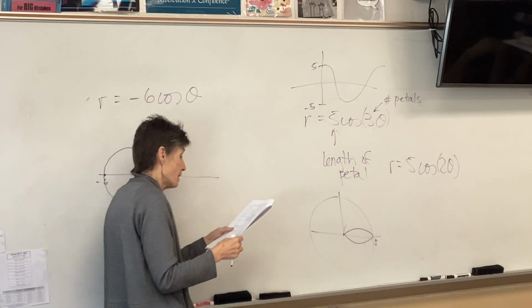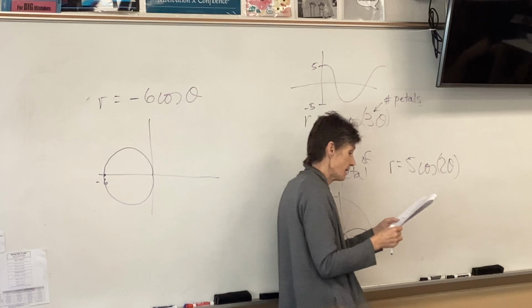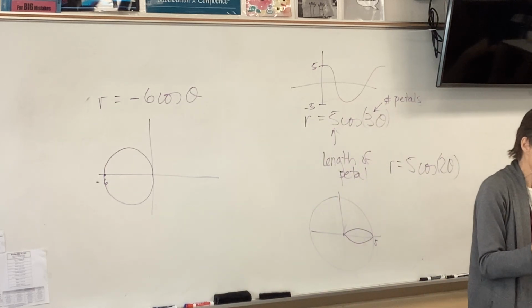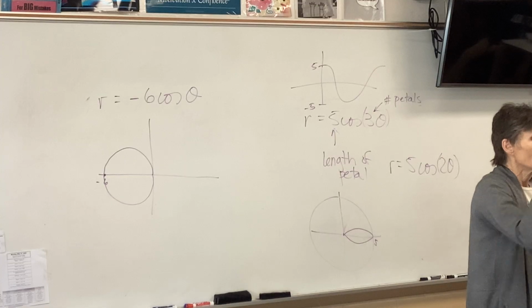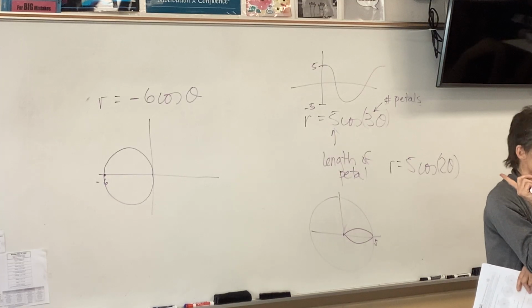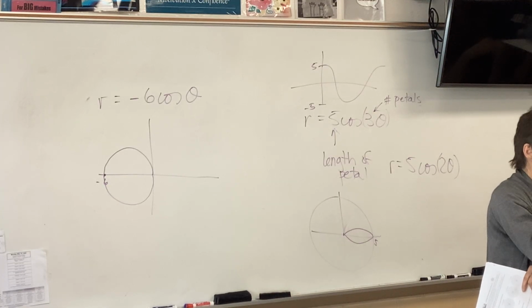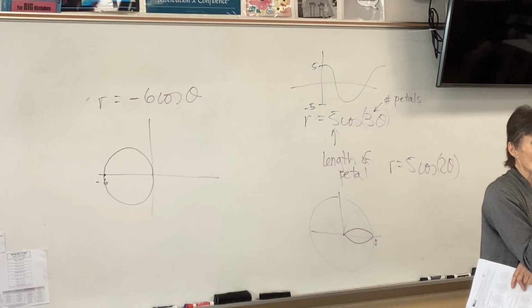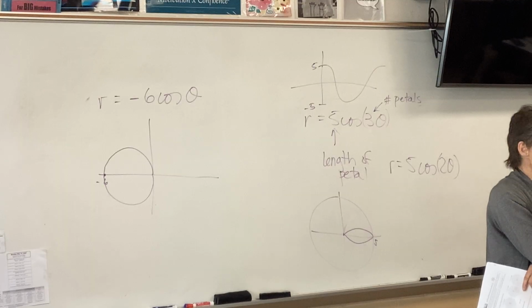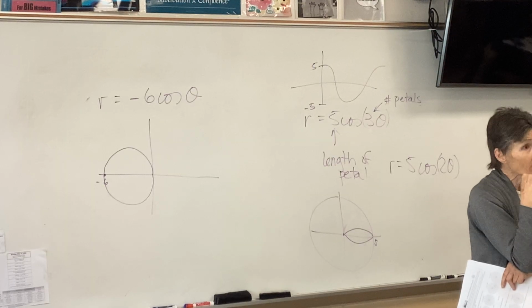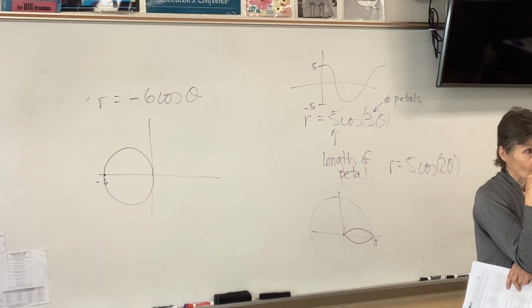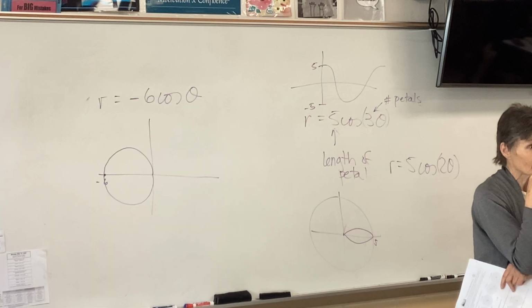All right. Consider the equation 7 sine 3 theta. What things can you tell about the graph just by looking at the equation? Well, what shape is it? It's not a circle. It's a rose, right? It's what we call a rose, with petals. What can you tell me about the petals? There are 3 of them, and they are 7 long, right? We okay with that?